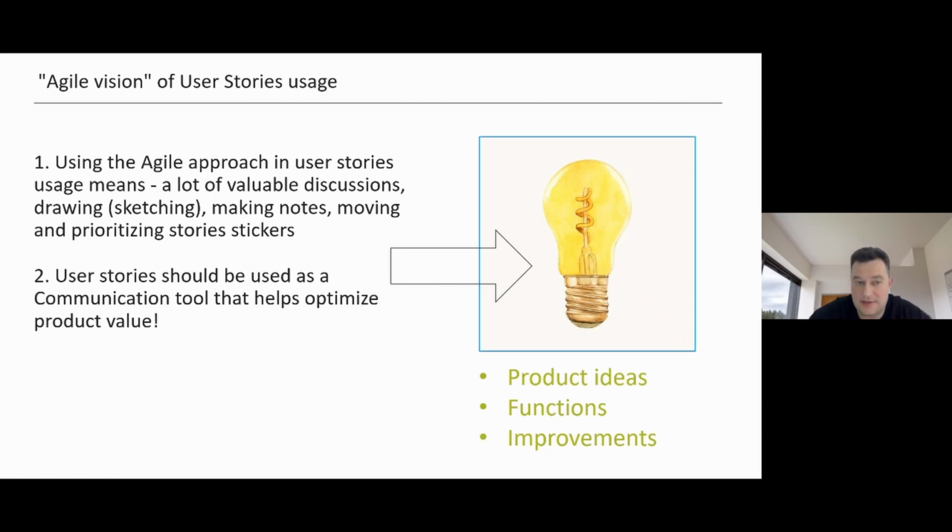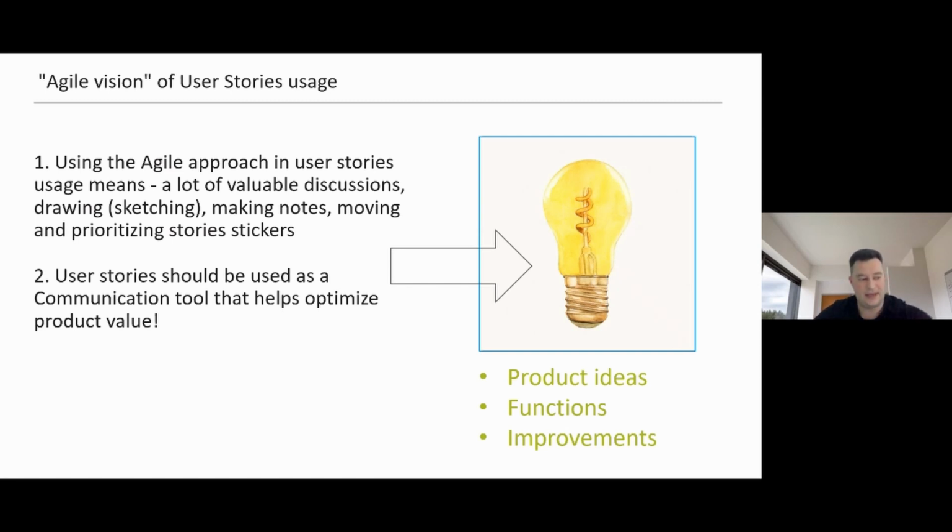And the second point: using the agile approach in user stories usage means a lot of valuable discussions, drawing, sketching, making notes, moving and prioritizing story stickers. So you can see, guys, a user story is not only about description. This is a tool that could help us organize the group work of people who are related to the development process, to the requirements defining process in general. So don't forget about that.